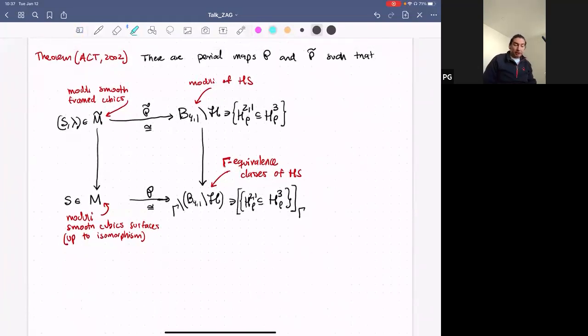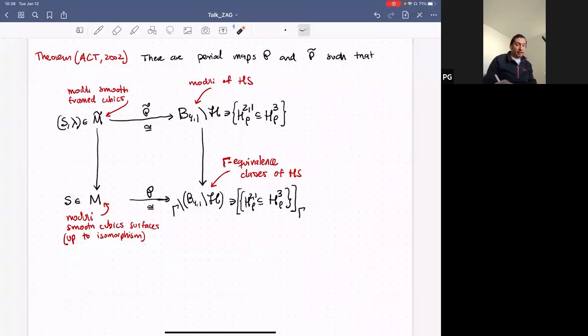There are period maps such that, I will let you read it. You have the smooth framed cubics, and then you map to your flags. But you say, no, I want to have smooth cubic surfaces, without framing. And in that case, you just take a quotient by gamma. And I really like this theorem because on one side we have cubic surfaces, which are equations, and on the other side we have this kind of linear data in the cohomology that you built.